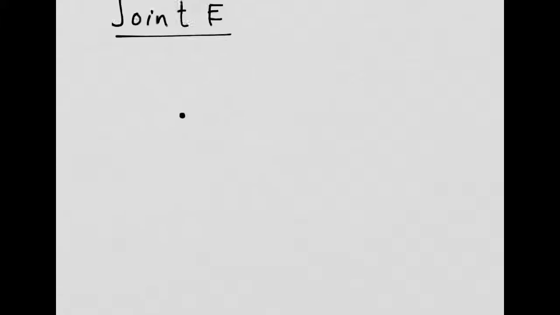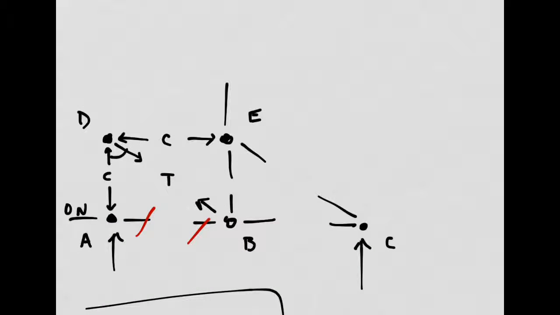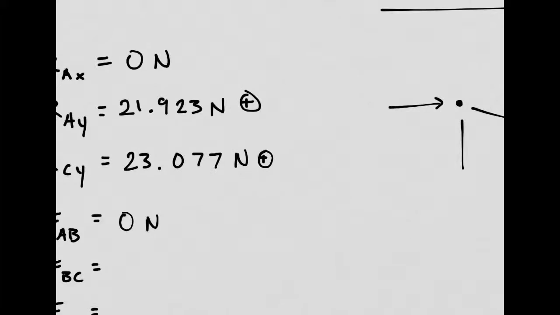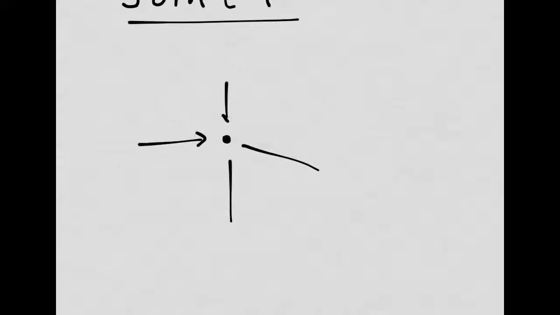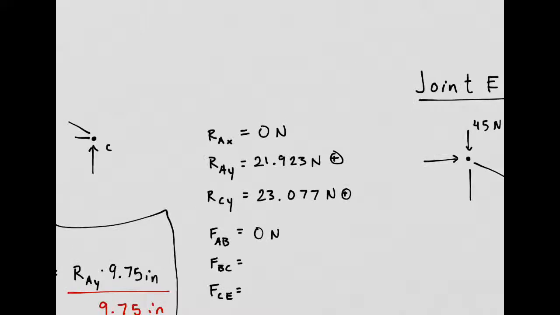Joint E, what does that look like? I know what that is. I don't know, and I don't know. Is that all? No, it's not all, because I have 45 there. 45 newtons. So here, this should also be like this. Oh, interesting, interesting. So this is 45. Maybe I can't do stuff on this. I don't know. Let's see.